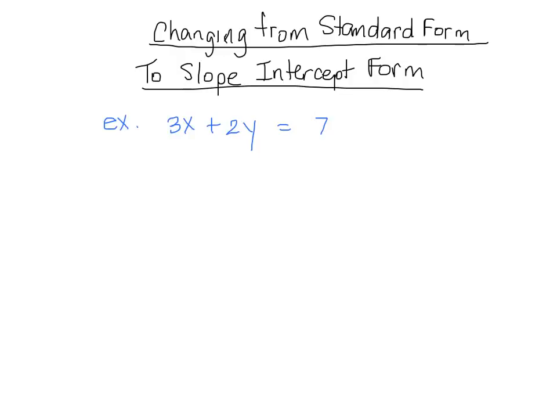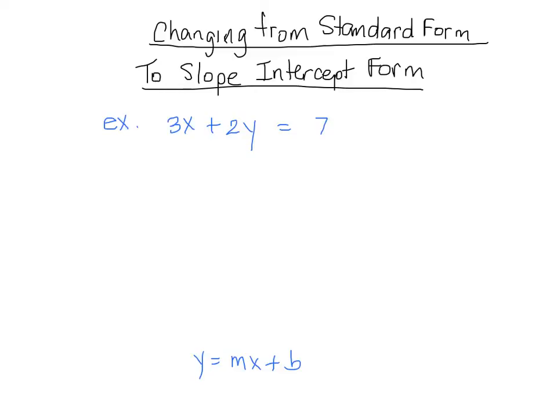Okay, so here we have an example. Something is in standard form and we want it in slope-intercept form, which makes a whole lot more sense to us, because when it's in slope-intercept form, we can see what the slope of our line is and what the y-intercept of our line is just by looking at the equation in that form. So let's get this into slope-intercept form. We know that we're working towards y equals mx plus b.